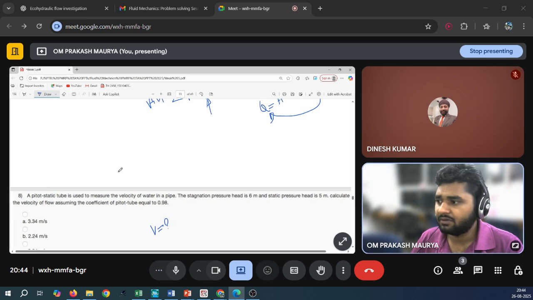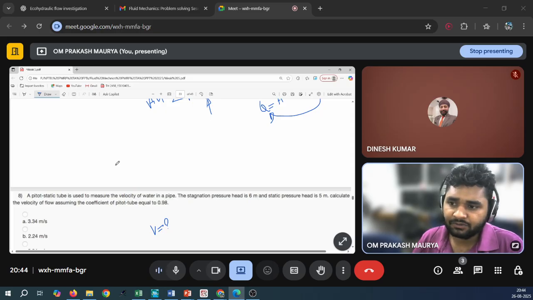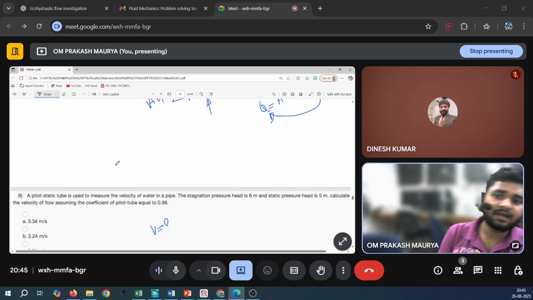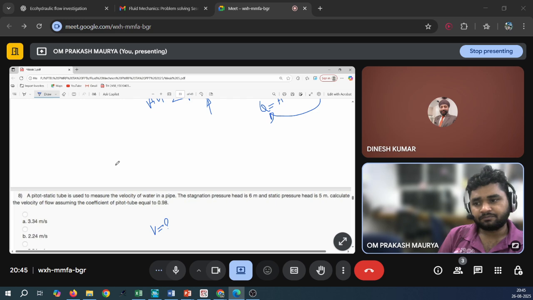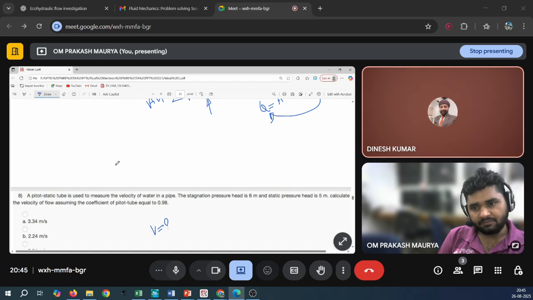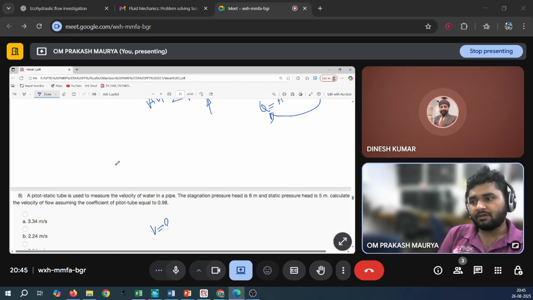Okay, let us read. You have one pitot tube and you need to measure the velocity in it, and you have the stagnant head as well as the static head. The stagnant head value is 6 meter and the static head is 5 meter, and your coefficient of velocity is given as 0.98. Using these three data you need to calculate the velocity. Simple question. Stagnant head is 5 meters, static head is 6 meter. Oh no, just opposite. Okay, stagnant head is 6 meter and static head is 5 meter. Yes. And one more data is given, sir: coefficient 0.98, the coefficient of velocity.